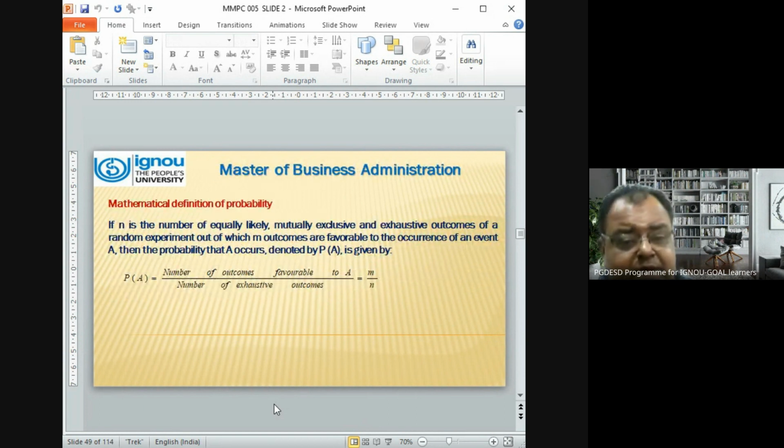Mathematical definition of probability. If n is the number of equally likely, mutually exclusive, and exhaustive outcomes of a random experiment, out of which m outcomes are favorable to the occurrence of an event A, then the probability that A will occur, denoted by P(A), is given by the number of outcomes favorable upon the total number of exhaustive outcomes. In other words, in simple form, the probability of an event is favorable cases upon total number of cases.